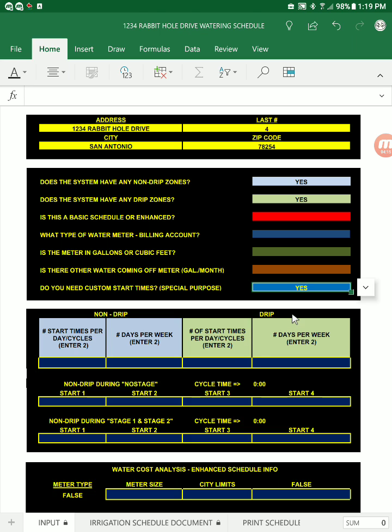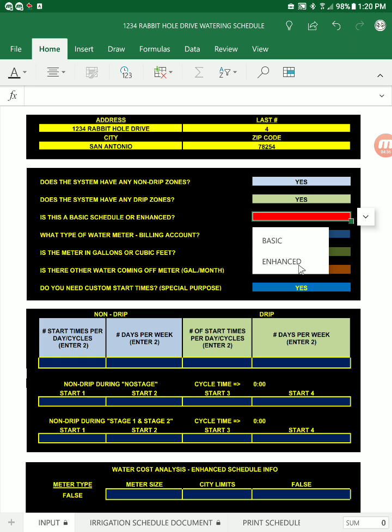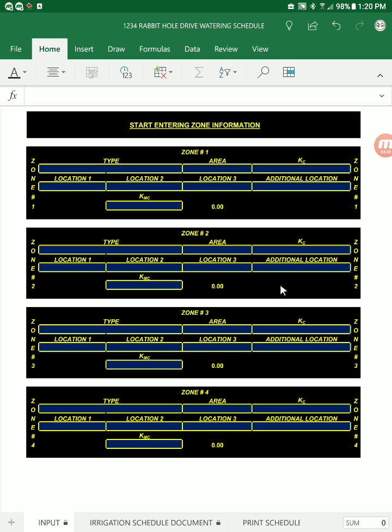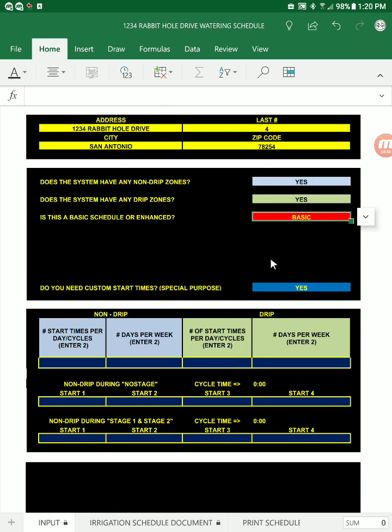So all this is doing is making it nice and easy to fill out your forms. Is this a basic schedule or an enhanced schedule? The difference between basic and enhanced is whether or not we're going to be generating the monthly water bill for this particular water schedule. If I hit basic, and then I scroll down to where I start after entering all my zone locations, you can see that I don't have a block anymore to put in gallons per minute. But this is going to be enhanced.